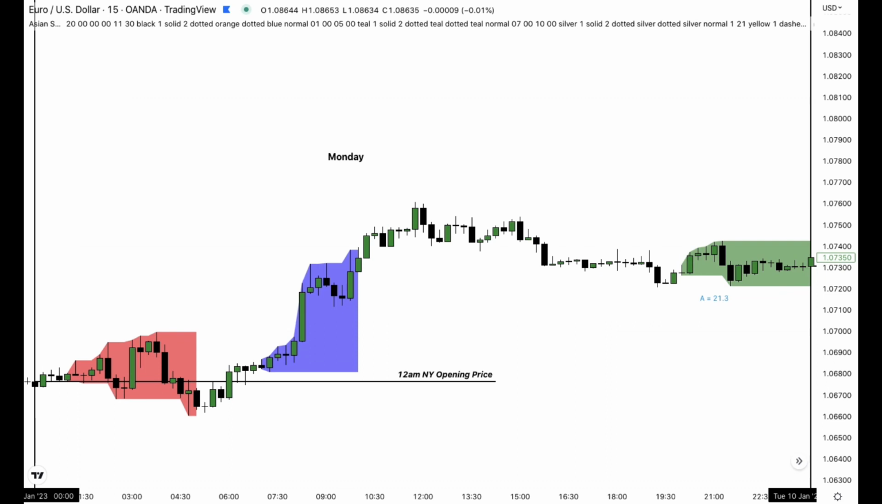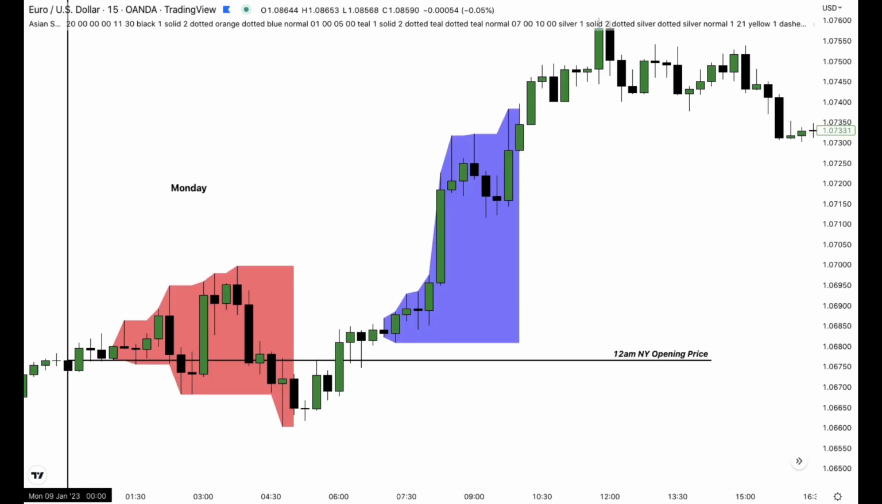What you're observing now is all 3 sessions. London is red, New York is blue, and Asian is green. We're not going to be looking at the Asian session here. We're primarily going to be focusing on the London session and the New York session. Let's take a look at the London opening price. London session starts 1 a.m. and ends at 5 a.m., and New York session starts at 7 a.m. and ends at 10 a.m.